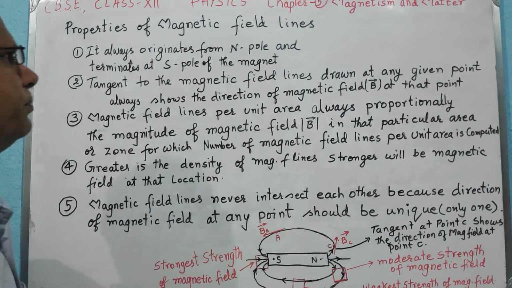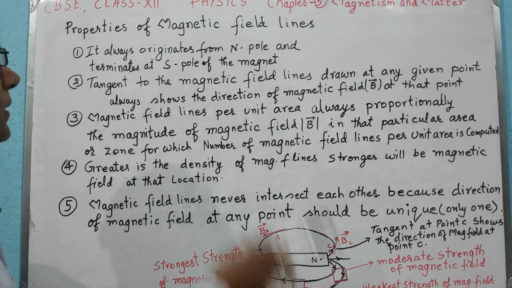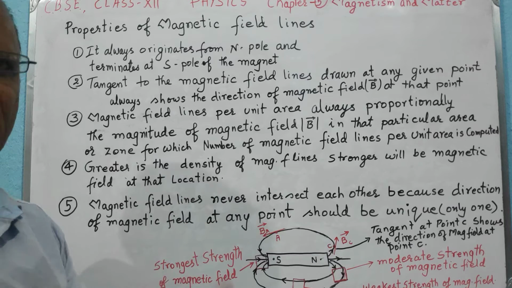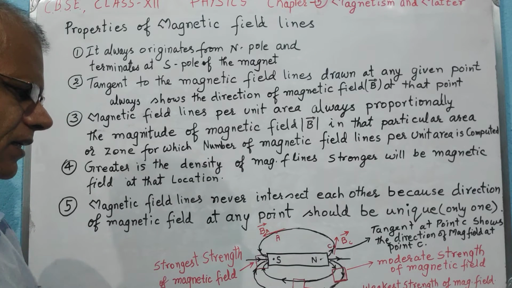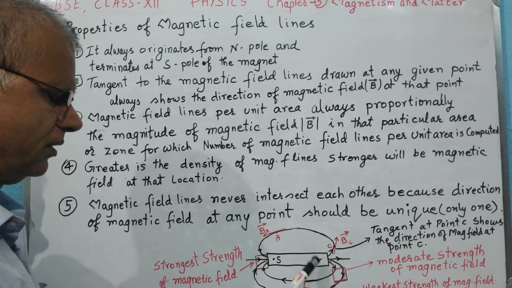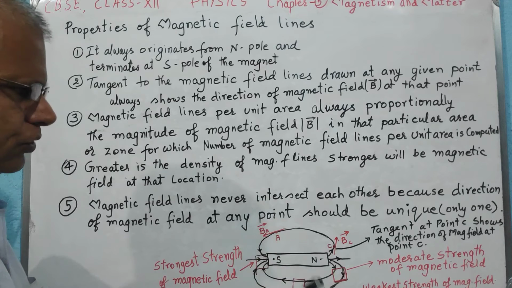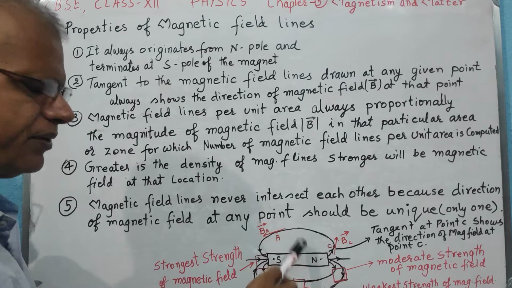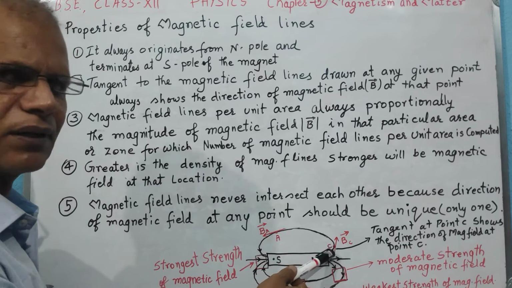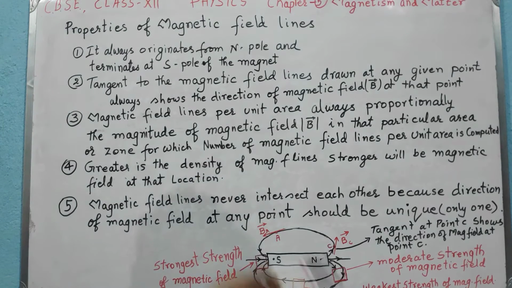Now there are a few properties of the magnetic field lines which are very important to understand. It always originates from the north pole and terminates at the south pole. You can very well understand, nothing unusual, because if you place a north pole over there, the north pole of the bar magnet will naturally repel it, so it should move away from the north pole. So therefore the magnetic field lines originate from the north pole, moving away from it, and terminate at the south pole.